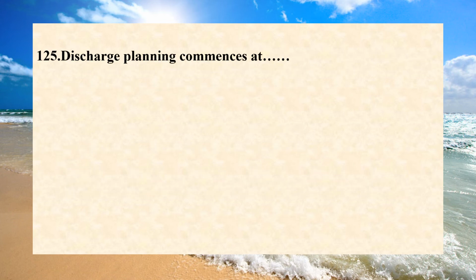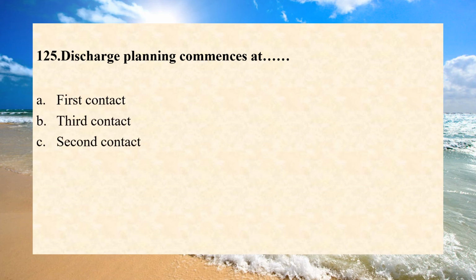Discharge planning commences at: Option A, first contact. Option B, third contact. Option C, second contact. Option D, fourth contact. Option A is correct, so the discharge planning starts at the first contact with the patient during the admission.